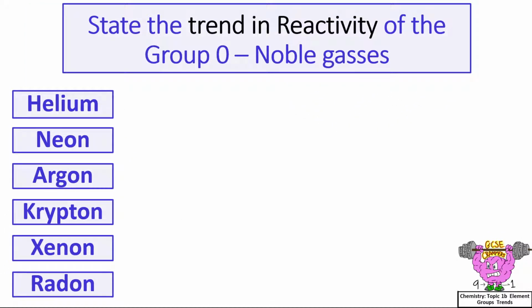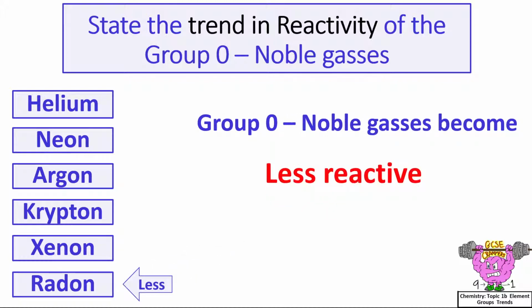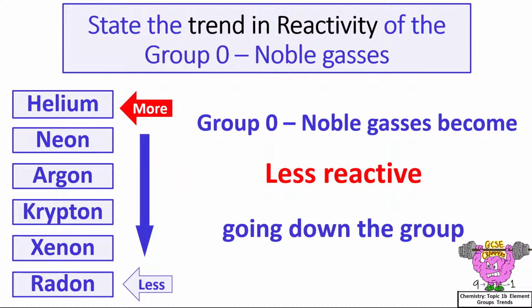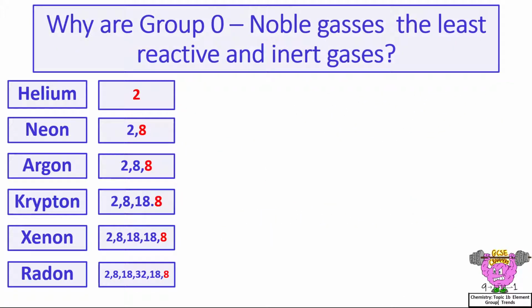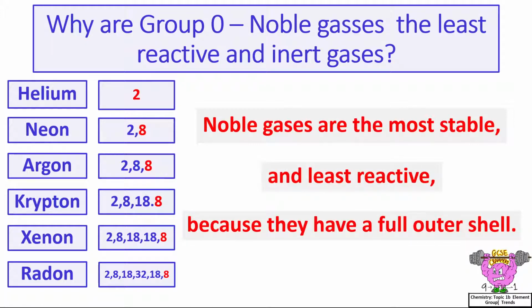State the trend in reactivity of the Group 0 noble gases. Group 0 noble gases become less reactive going down the group. Why are Group 0 noble gases the least reactive and inert gases? Noble gases are the most stable and least reactive because they have a full outer shell.